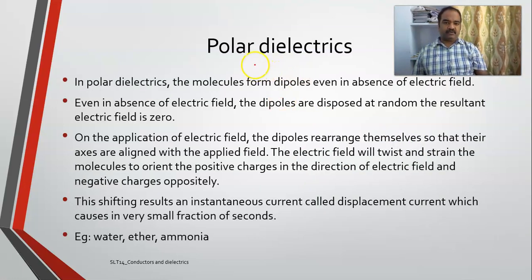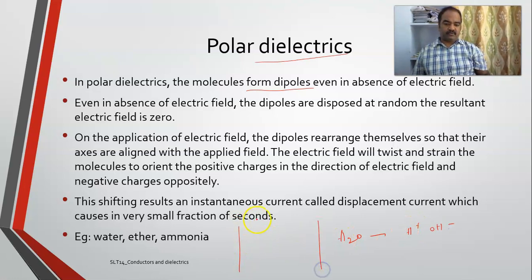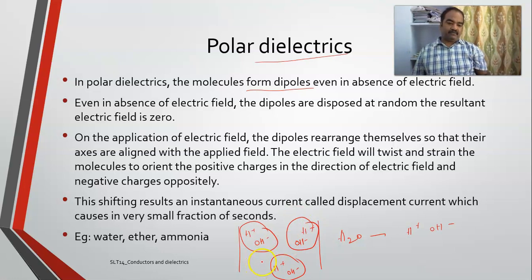So in polar dielectrics, the molecules form dipoles even in the absence of an electric field. Say you take water. Water will by default have H plus and OH minus. So when I take a cup of water, normally these H plus and OH minus will be oriented in different fashions. See, the net impact of this electric field will be 0. The net charge on this entire substance will be 0.